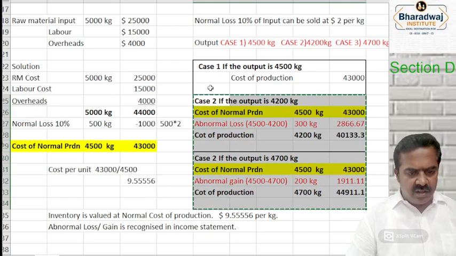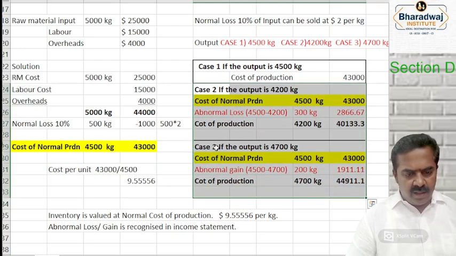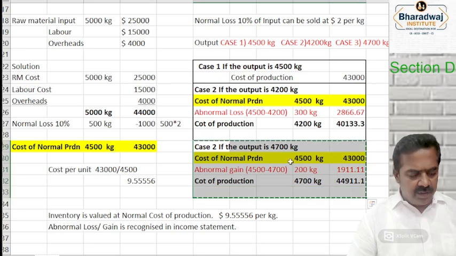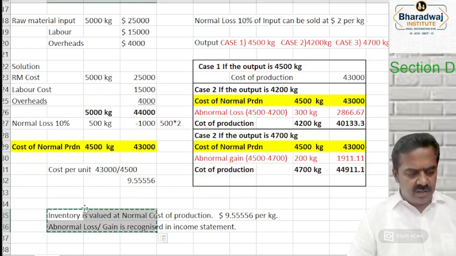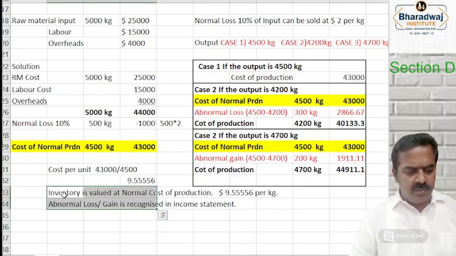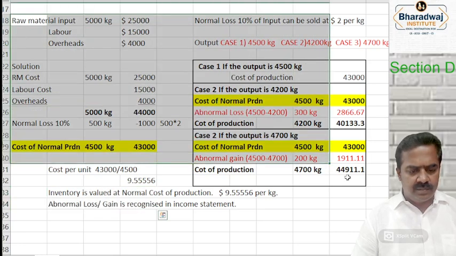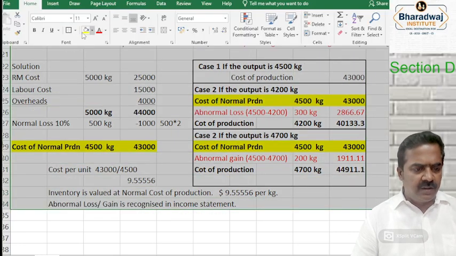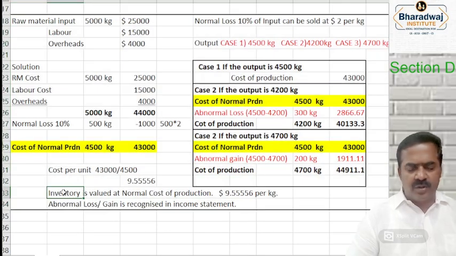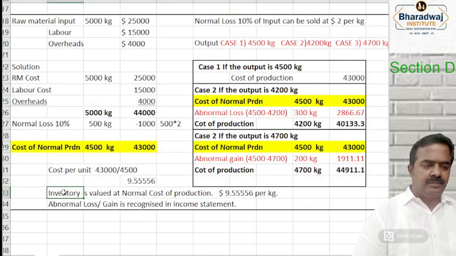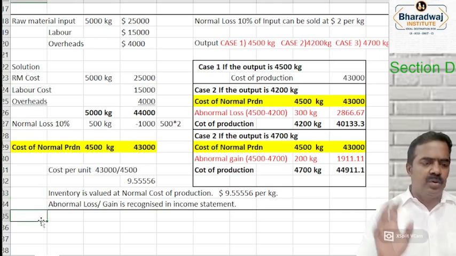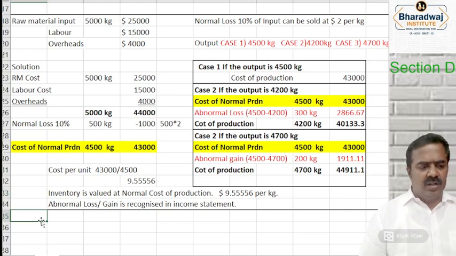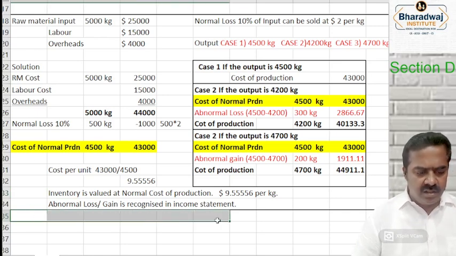So whatever is normal is charged to the customer. Whatever is abnormal is borne by the company. If it is a gain, it's like an income for you. If it is a loss, you charge it in the P&L account. It's a simple example of a normal process account. I'll give you one more question for you to work out. After solving this, solve this.